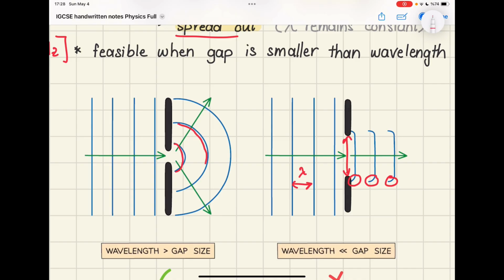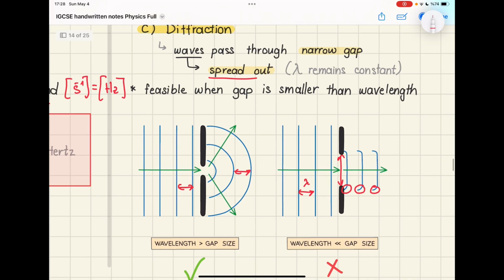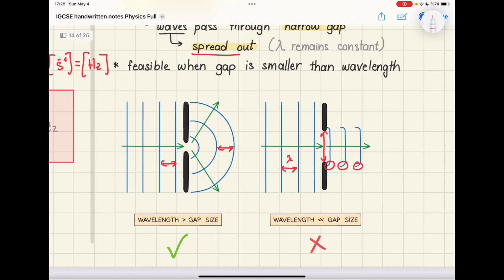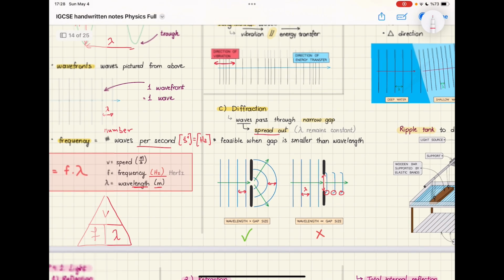However, please be careful when you draw this, that the wavelength you have here is approximately the same as the wavelength here. Do not draw it like this, you know? Try to understand that this is also a very important feature of wavelength. So with a wavelength which is way smaller than the gap size, we will not really have the effect of diffraction.